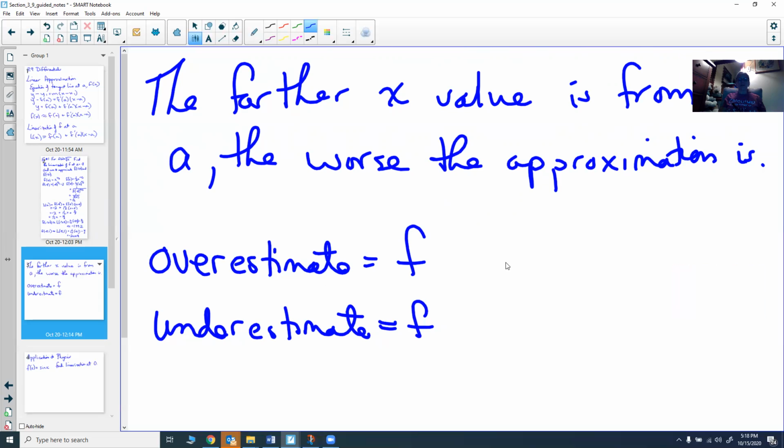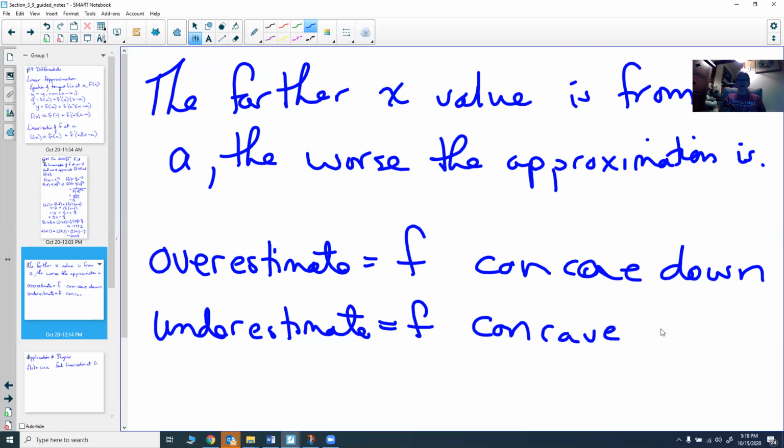You get an overestimate if f is concave down. The reason is that if you're concave down, then your linear line goes above the graph and above the function value. So you get an overestimate, and you get an underestimate if you're concave up. Because again, if you're concave up, then your linearization is below the graph, and you get slightly lesser values.